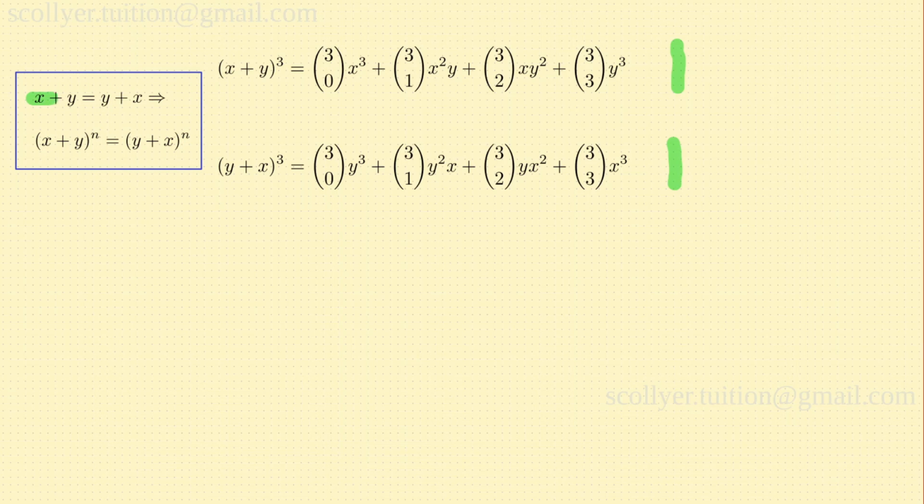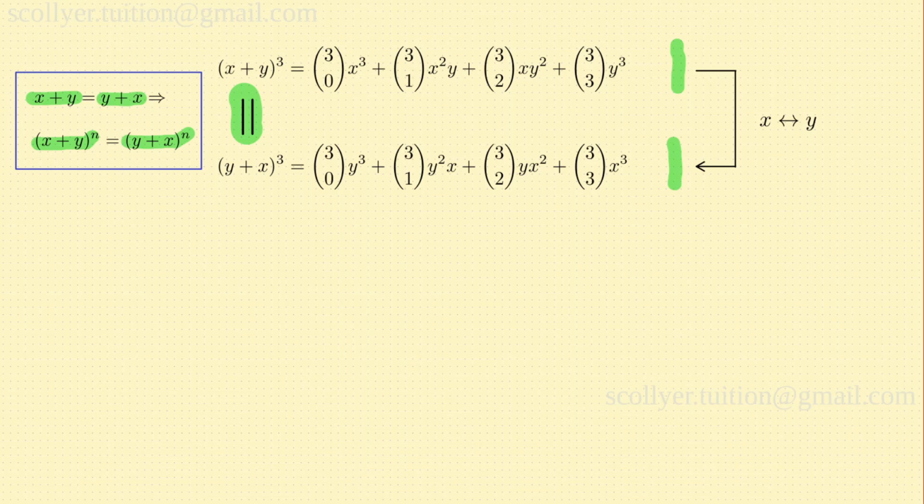Now, the first thing that we should note is what I've shown in this rectangle here. We know that x plus y equals y plus x for any real numbers x and y. So x plus y to the n must equal y plus x to the n for any integral value of n. And so in particular, when n equals 3, x plus y cubed must equal y plus x cubed for all values of x and y. And of course, that implies that the right-hand sides of these two expansions must also be equal.